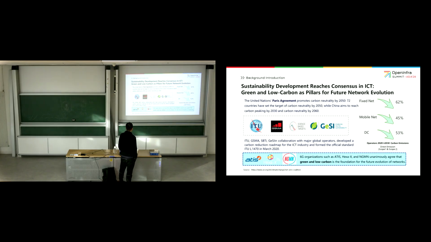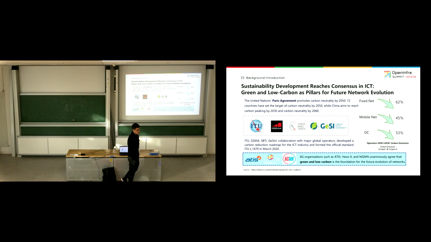Organizations like ITU, GSMA, and SBTi have collaborated and achieved a major roadmap for carbon reduction with global operators. So there are three main targets for carbon emission for fixed network, for mobile network, and for data center: drop at an average of 50%.